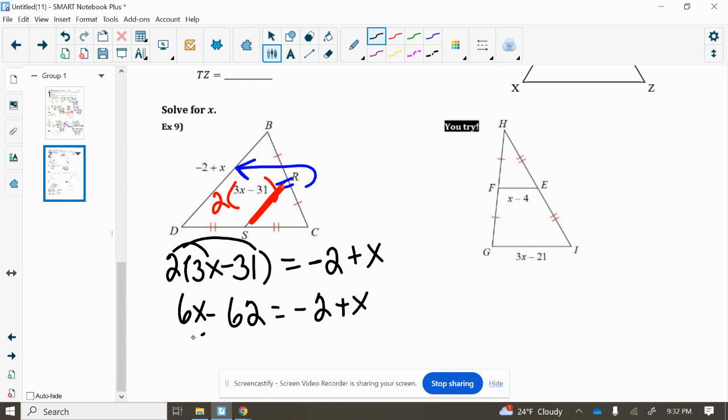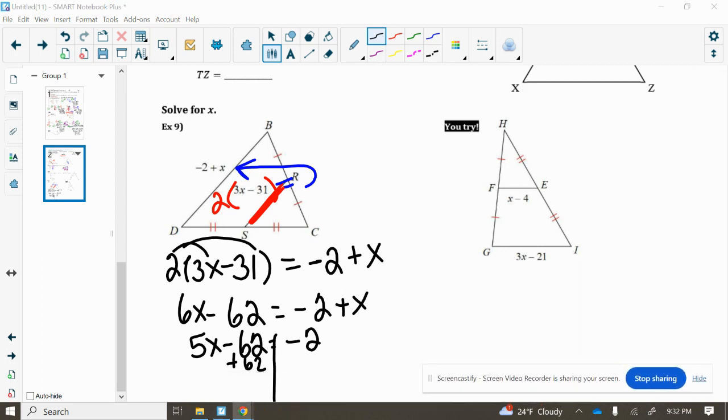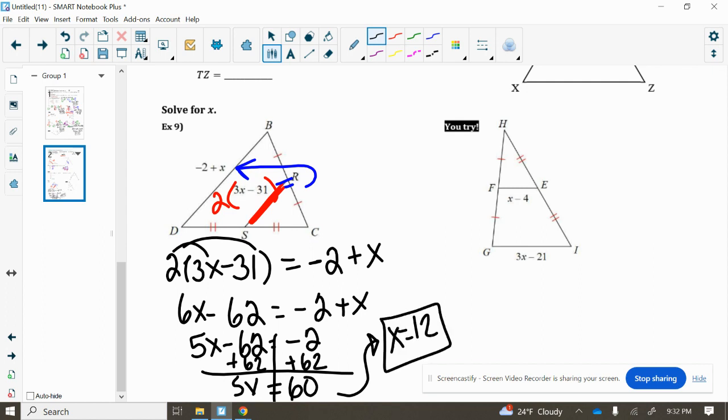We subtract x from both sides and then add the 62. Be careful because we add the 62, negative 2 but plus 62 is actually 60. And 60 divided by 5 gives us our final answer of x equals 12.